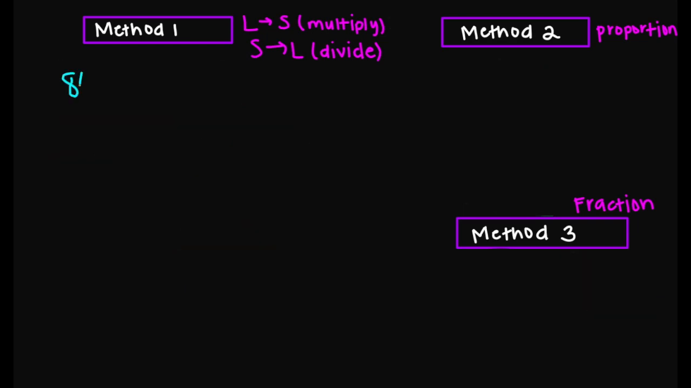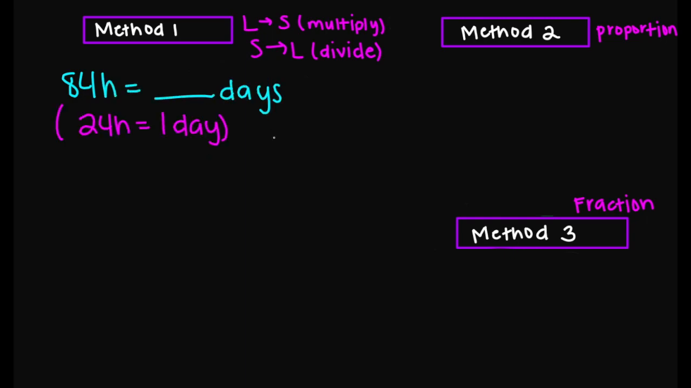Let's look at 84 hours equals how many days? My conversion factor to help us answer this is going to be 24 hours equals 1 day. So because I am going from a smaller unit to a larger unit, then I know I need to divide. I'm going to divide 84 divided by 24 because 24 hours is going to give me 1 day. So we're going to do 84 divided by 24, and your answer here is going to be 3.5. So if I go back to my question here, 84 hours equals 3.5 days.